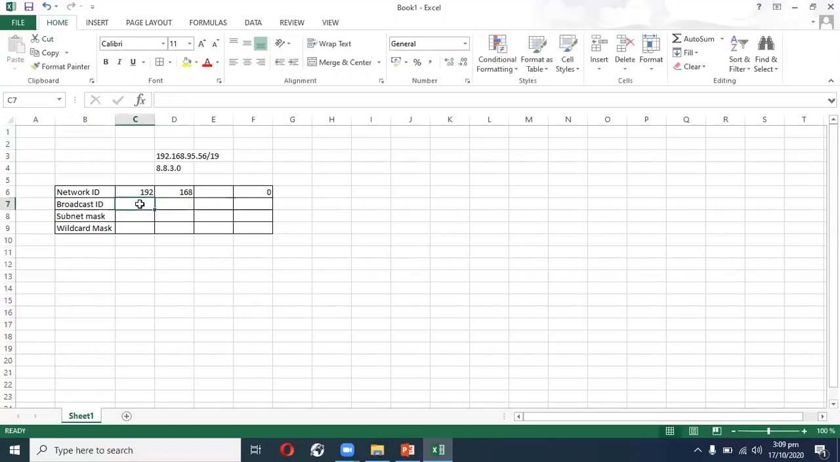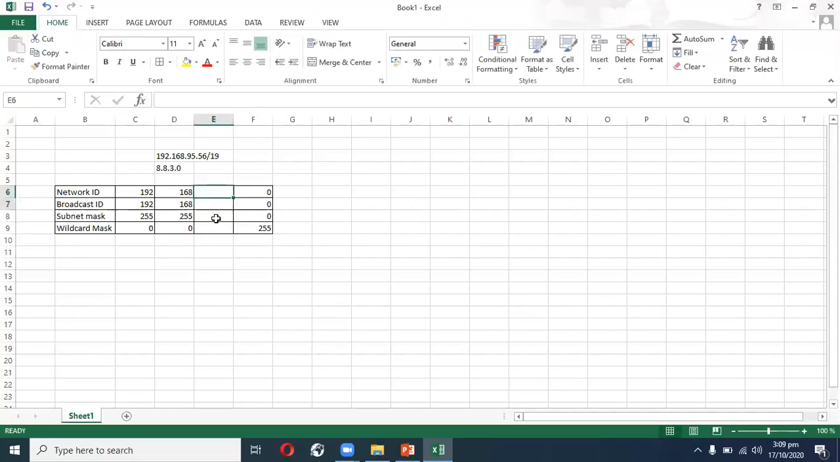Same for broadcast ID. It will be the same: 192.168. 0 will be 0. For subnet mask, we know if it's 8, it will be 255, and the wildcard mask will be, if it's 255, it will be 0. Again, it's 8, so it's 255 and wildcard mask is 0. Here it is 0, and the wildcard mask is opposite, so it will be 255.